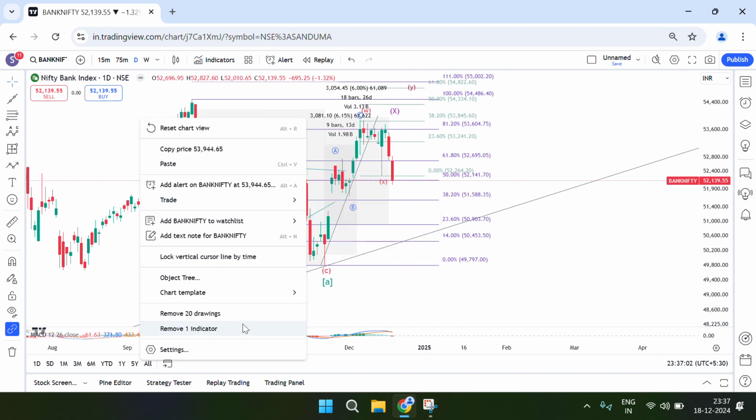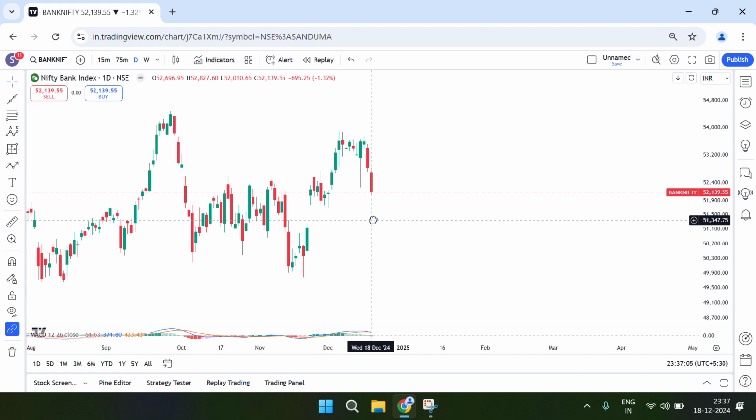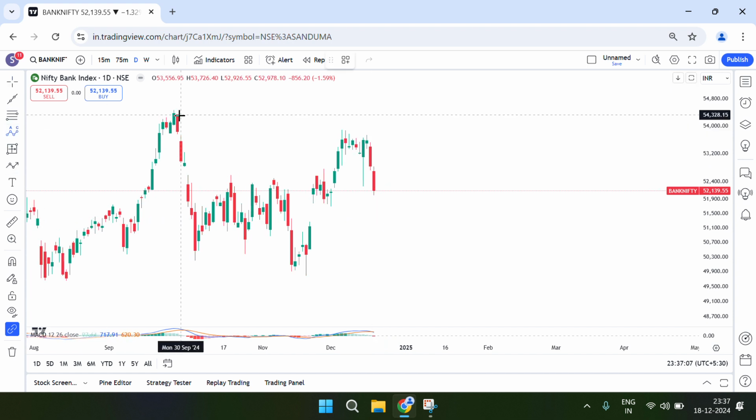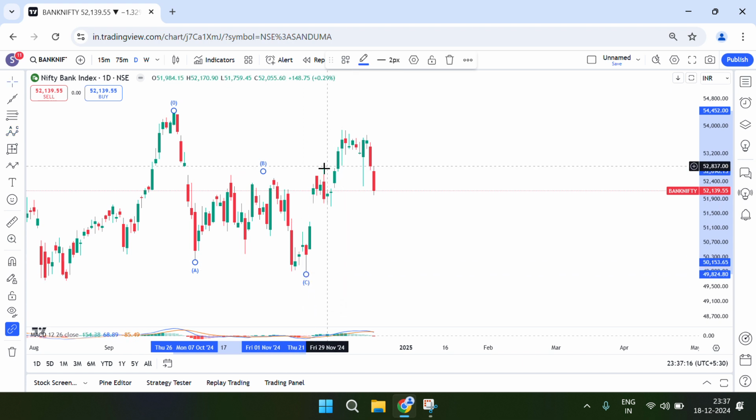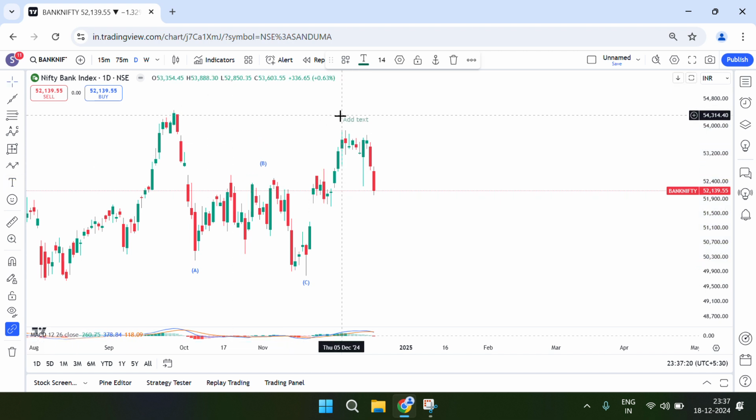We'll remove those drawings again. Now we know where we are. We are making A. We have already made A, B, and C. Okay. Now from here also we are moving in a particular way and we are calling this X. This we already know is a big X.